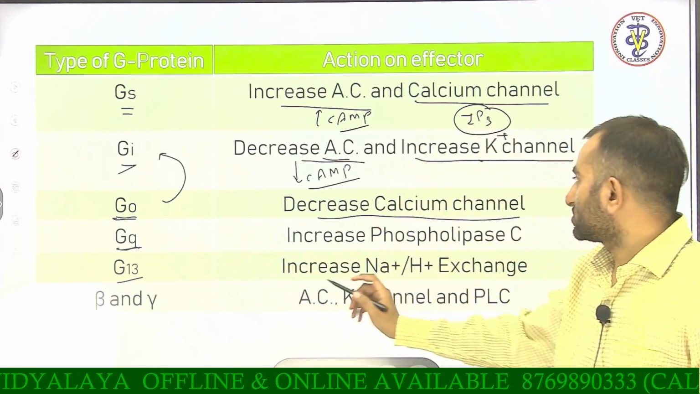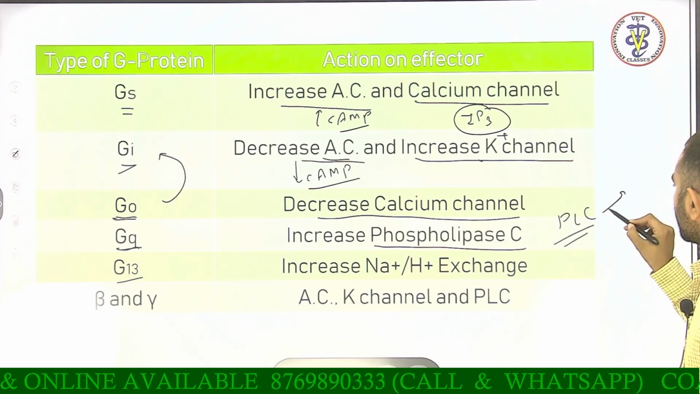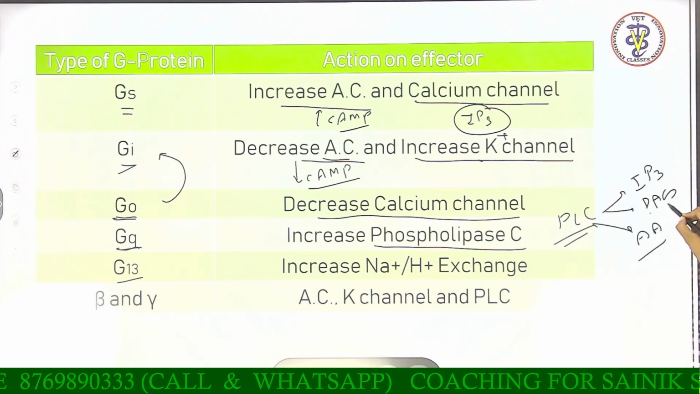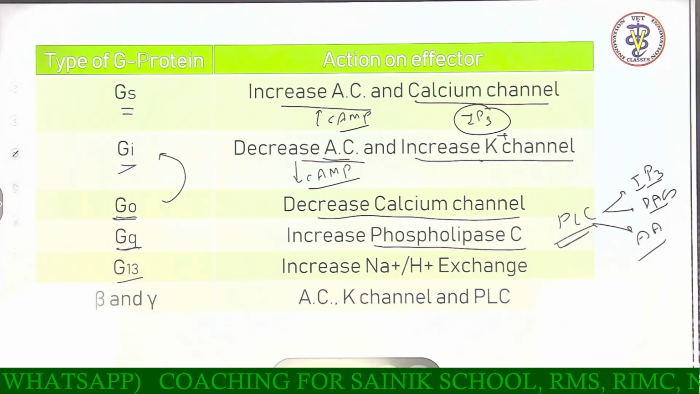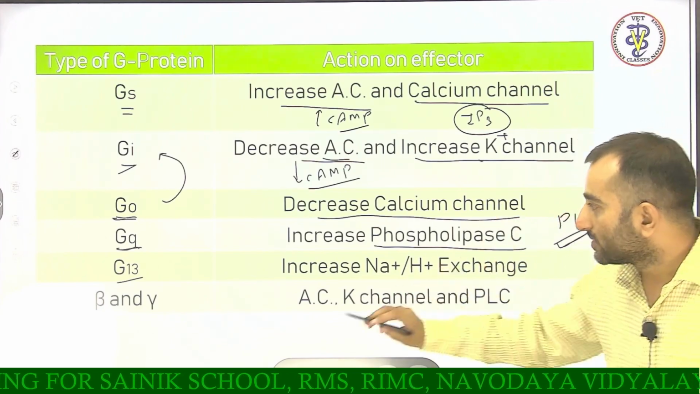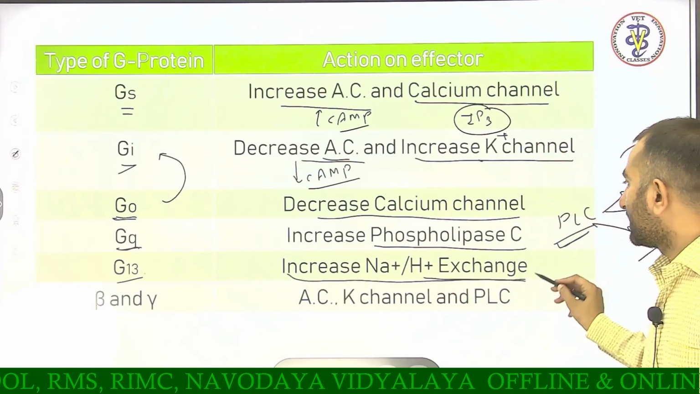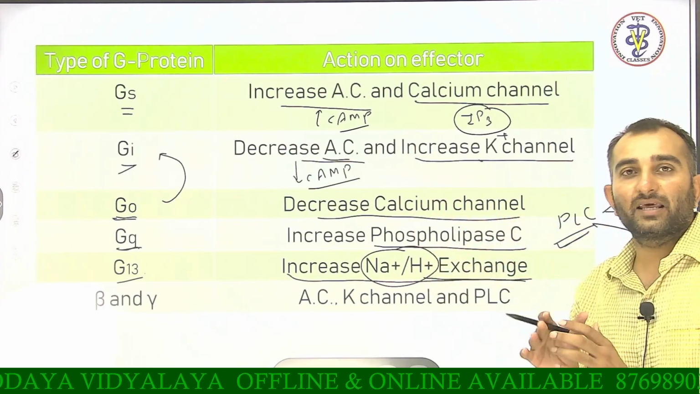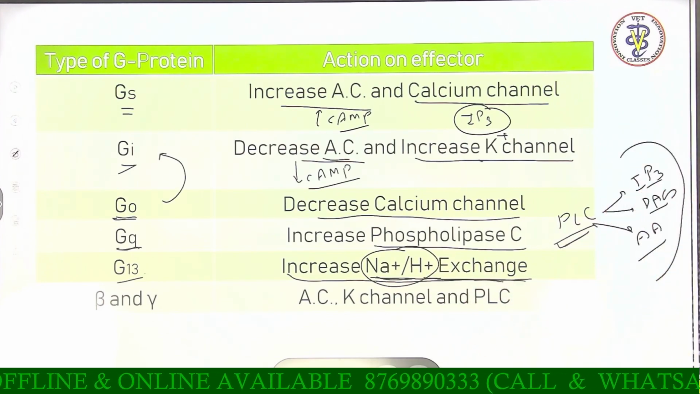And GQ is responsible for the increased phospholipase C. If there is an increase in the PLC, that will again increase the production of IP3 and DAG and also AA, because all three metabolites and secondary messengers are produced via PLC. So if there is an increase in the PLC concentration, these concentrations will definitely be increased. And again G13 will increase the sodium hydrogen exchange. That will balance the ionic balance. It will control the sodium and hydrogen ion exchange at the cell surface.